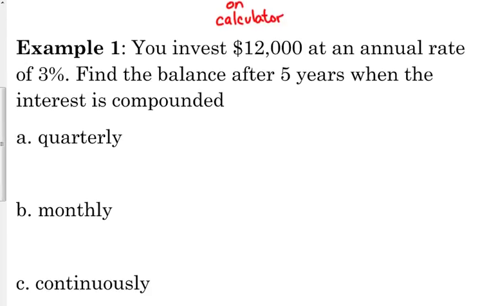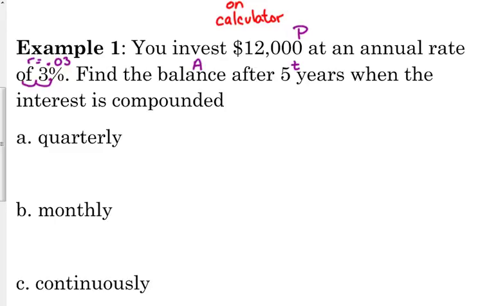You're always so happy. All right, so let's look at this example. You invest $12,000. That would be our P at an annual rate of 3%. So R is 0.03 if we move that decimal two places to the left. Find the balance after 5 years. That's our T. Find the balance. That is what we're looking for. We're looking for A. And then we've got three different scenarios here.